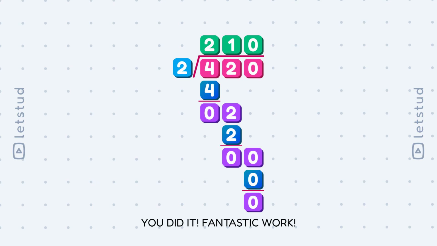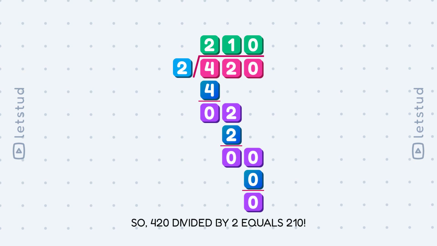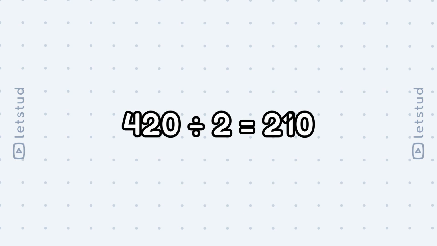You did it, fantastic work. We've divided all the digits. Our final answer is ready. So 420 divided by 2 equals 210. Great job, we just conquered dividing 420 by 2. Remember, long division is like a puzzle, and with practice you can solve any piece of it.